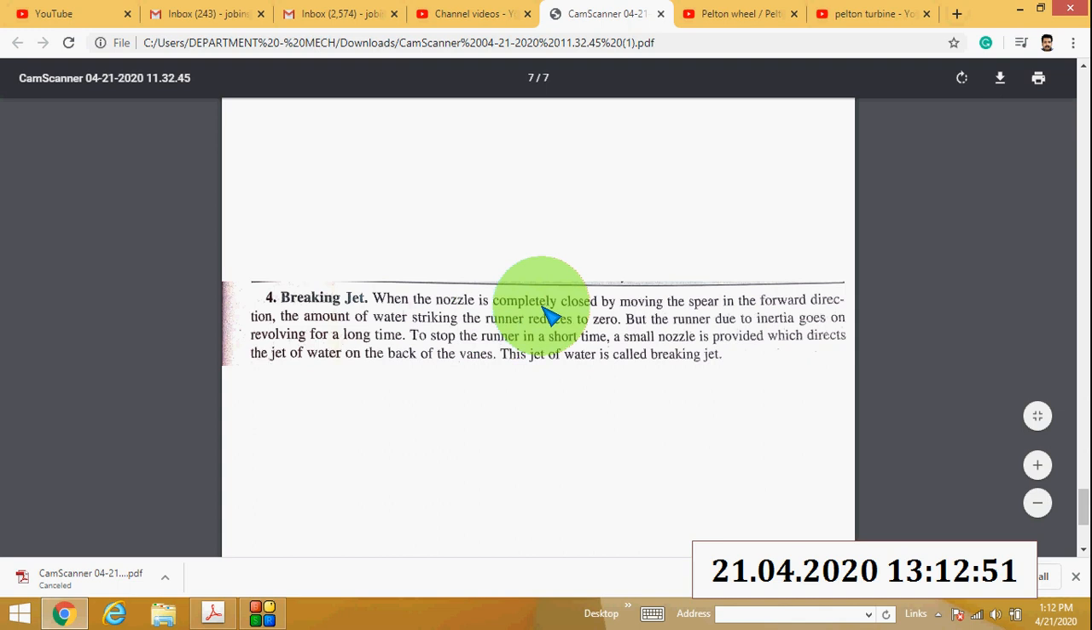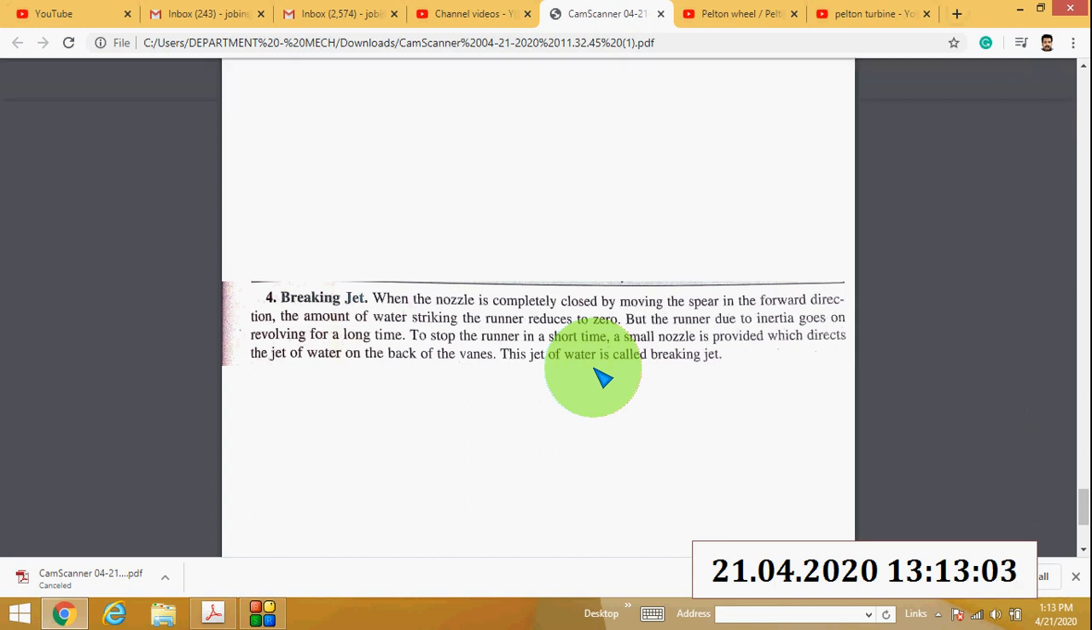When the nozzle is completely closed, by moving the sphere in the forward direction, the amount of water striking the runner reduces to 0. But because the runner rotates at high speed, due to inertia it goes on revolving for a long time.